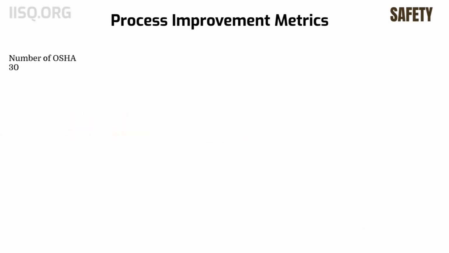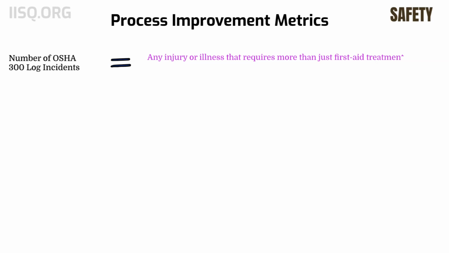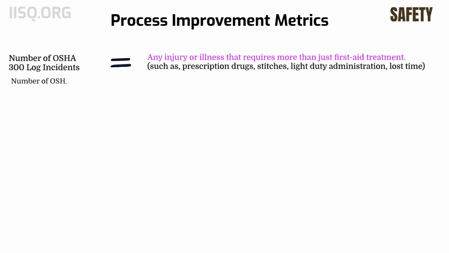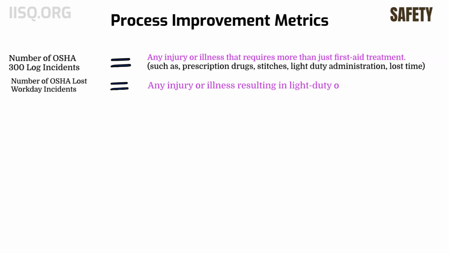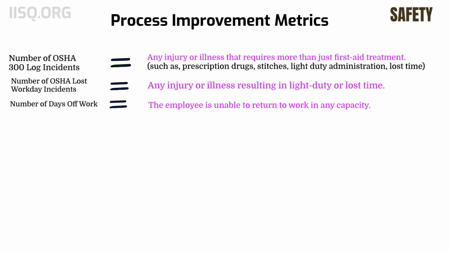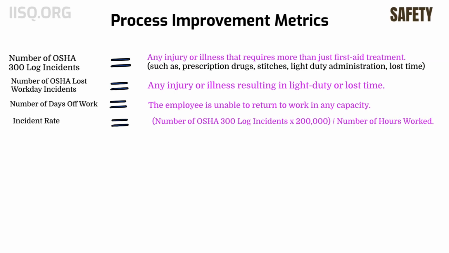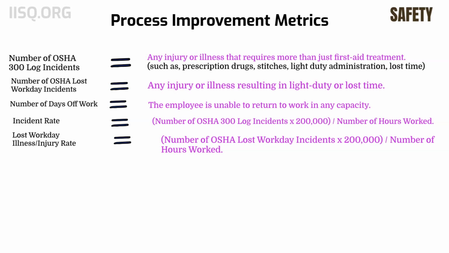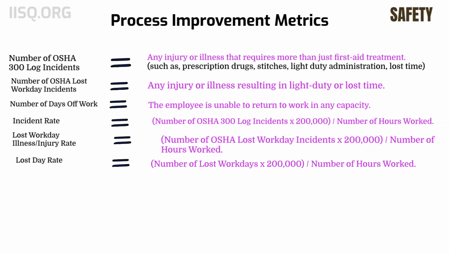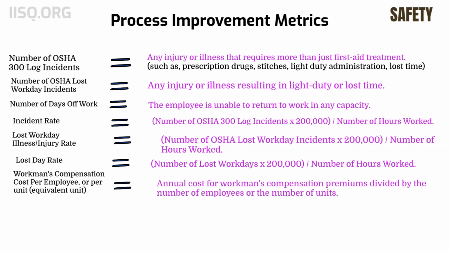Regarding safety, the metrics are number of OSHA 300 log incidents, number of OSHA lost workday incidents, number of days off work, incident rate. There are many other metrics: lost workday illness/injury rate, lost day rate, workman's compensation cost per employee, or per unit, in equivalent unit, employee experience.